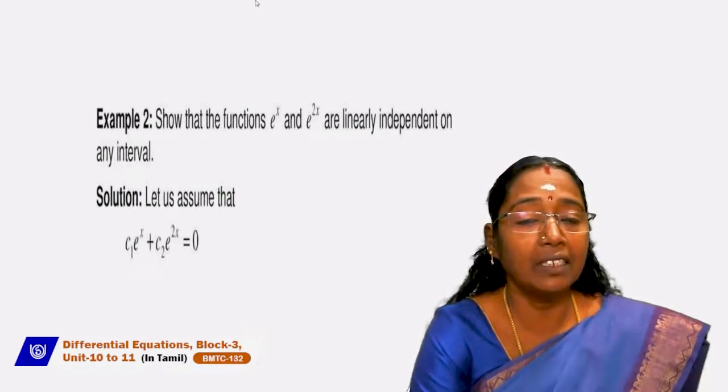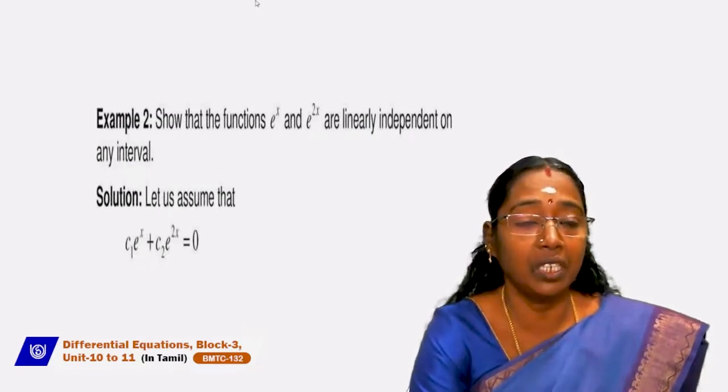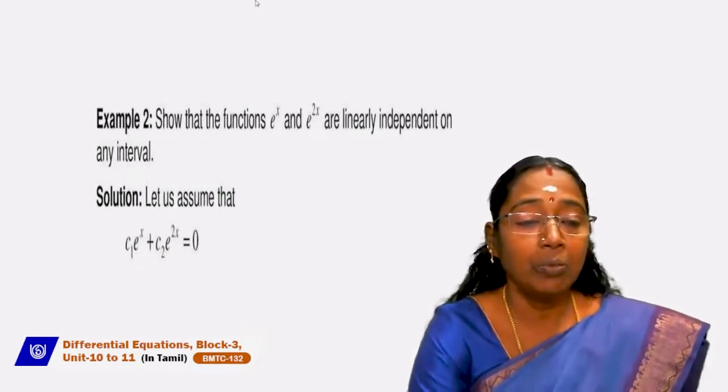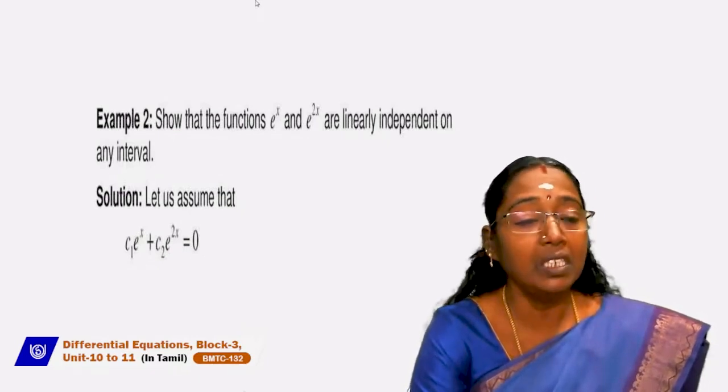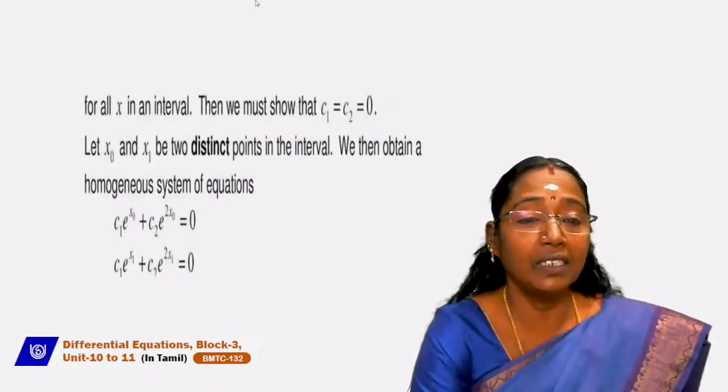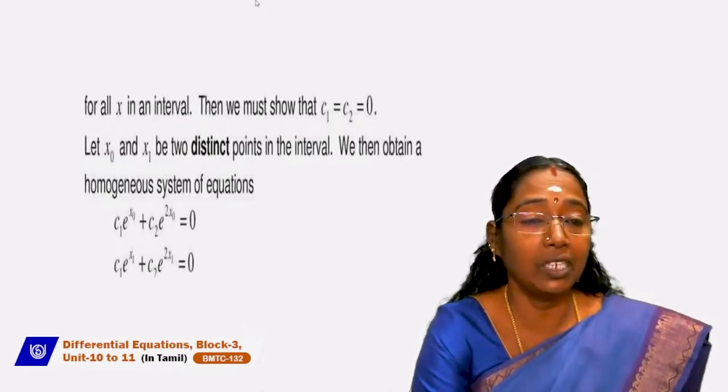So we have to take a linear combination of the given functions as c1 e^x plus c2 e^2x equal to 0, for all x in the interval. Now we must show that c1 equals c2 equals 0. So let us take two distinct points in this interval, namely x0 and x1.